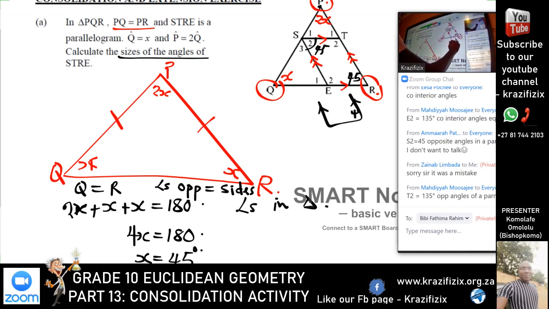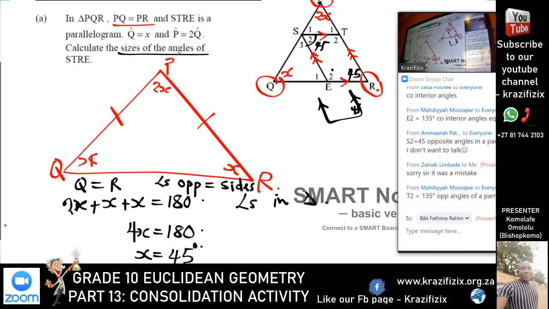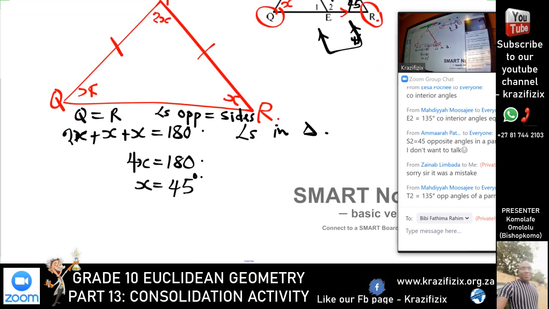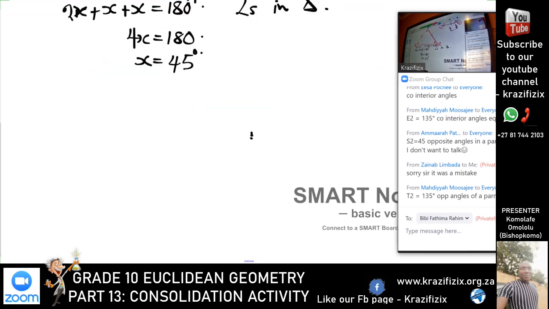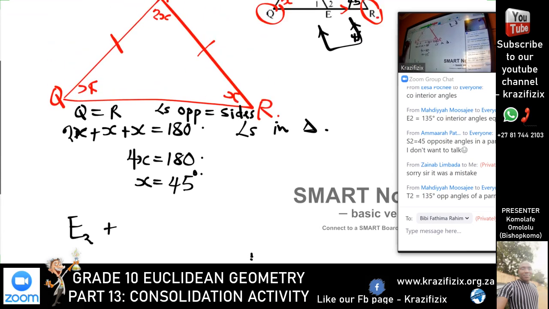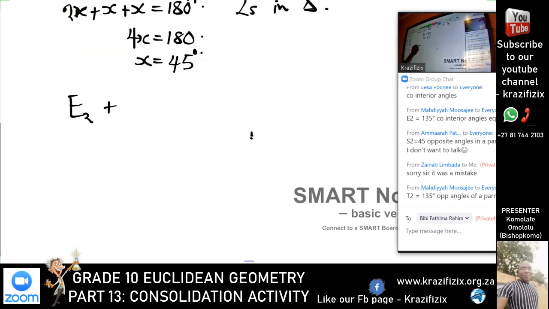So if this is 45, Porche, you don't need to change this to x, because there's an x in the question already. What you need to do is to write this. Let me just help you in putting it down. E2 plus, what's that angle? Angle R. All right, E2 plus R, leave it as E2 plus R equals 180.